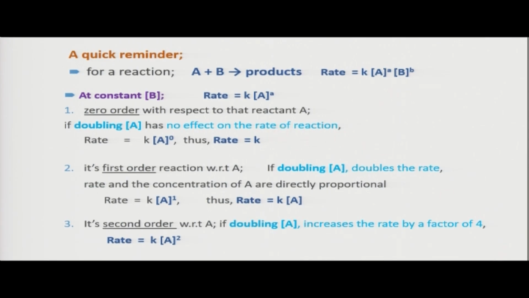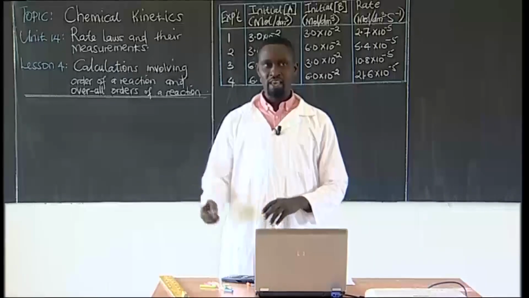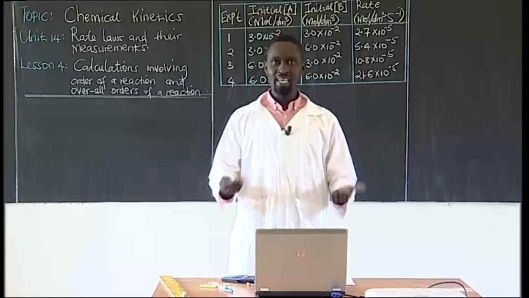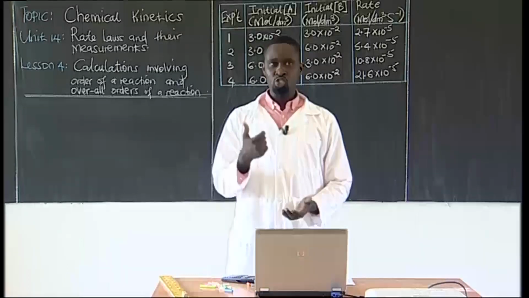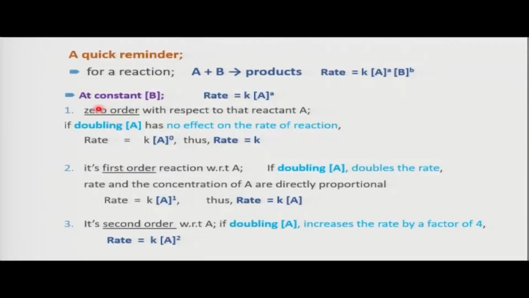So as we looked at, if we keep the concentration of one of the reactants constant and vary the concentration of the other, then the rate is likely to change. That change is what we normally look at. For instance, considering B constant and you alter A, when you double the concentration of A and there is no effect on the rate of reaction, that becomes zero order. In other words, that power is zero.